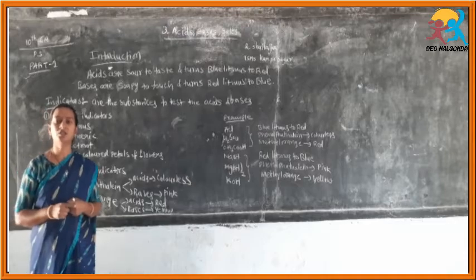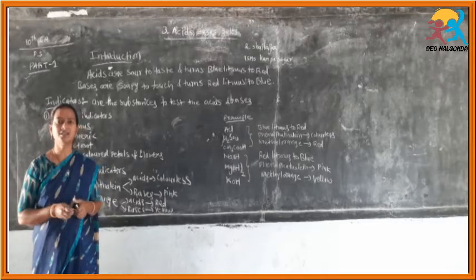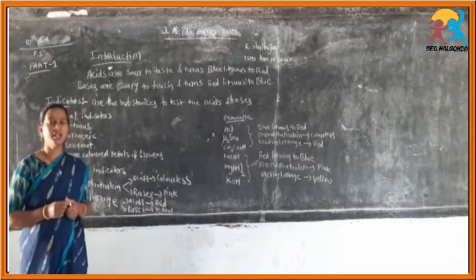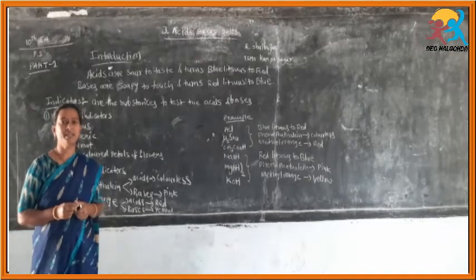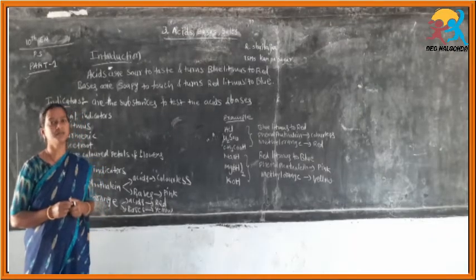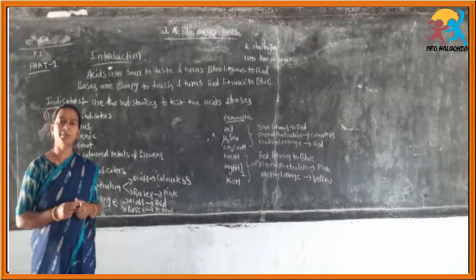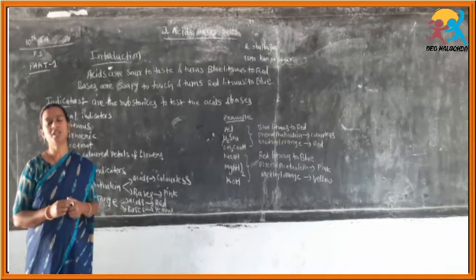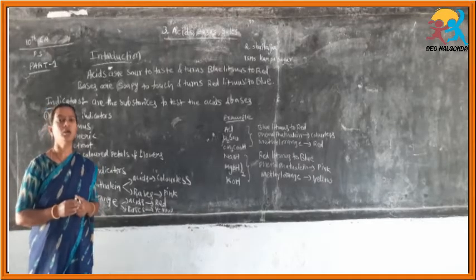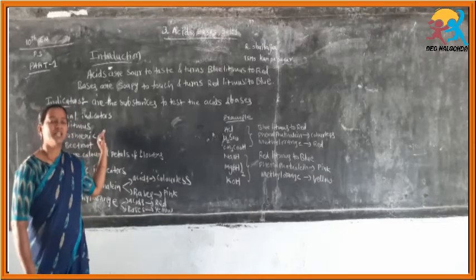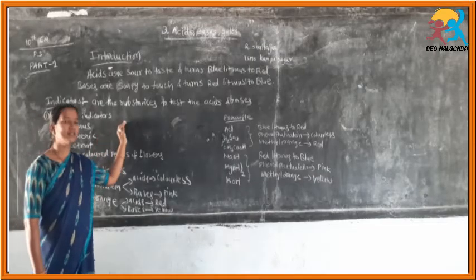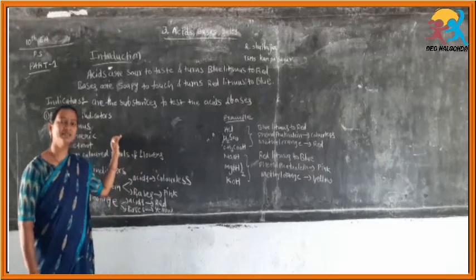Today we are here to learn about acids, bases and salts. In earlier classes we learned about acids and bases. Acids are sour to taste and turn blue litmus paper red. Bases are soapy to touch and turn red litmus paper blue. So here there are indicators, the substances used to test acids and bases.